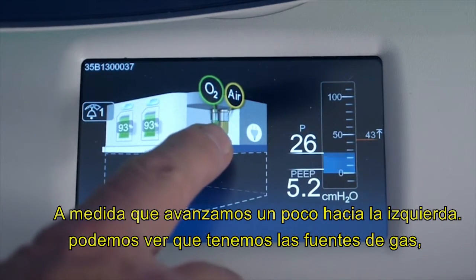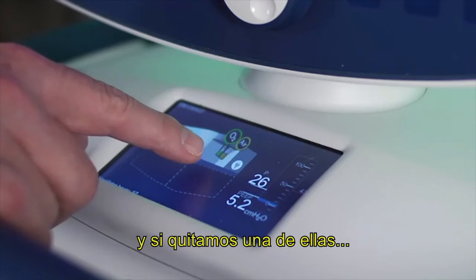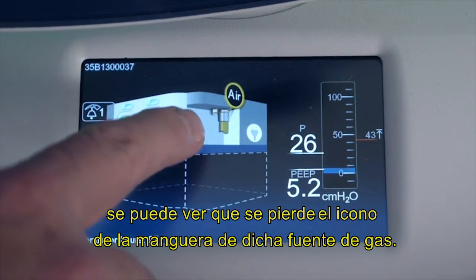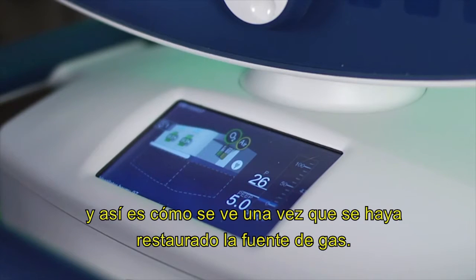As we move over a little bit to the left there, we can see that we have our gas sources, air and oxygen. And if I were to remove one of those, you can see that you lose your whole icon for a gas source. I'll go ahead and plug that back in. And you can see what it looks like once your gas source has been restored.